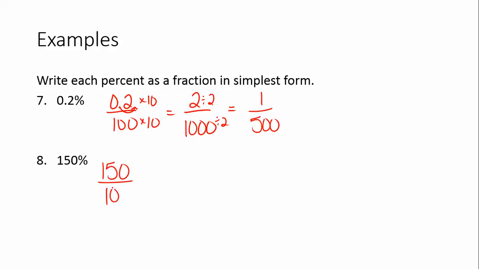$150 over 100, both divisible by 50. Again, you might not have recognized that right away. That's 3 over 2. And again, this percent is bigger than 100, so our fraction is improper.